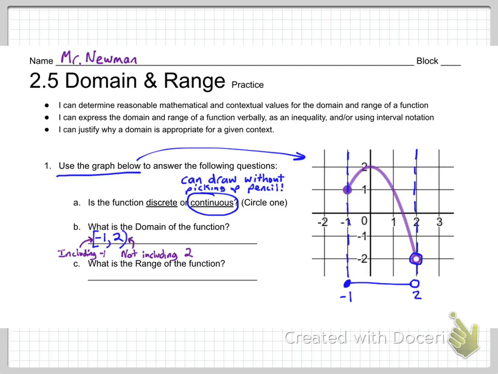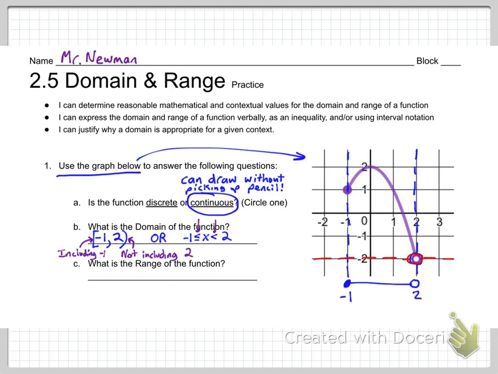That's interval notation. The other way to write that is using inequality notation, which looks like this. -1 is less than or equal to x, which is less than 2. Notice the inequalities are different just in the same way that the parentheses and brackets are different, because we're including -1 and we're not including 2.